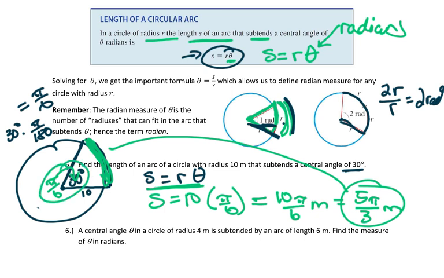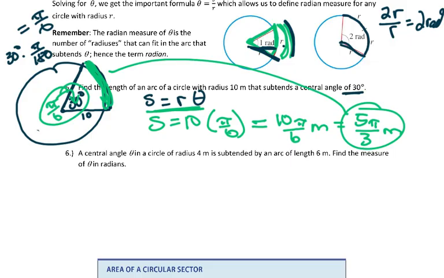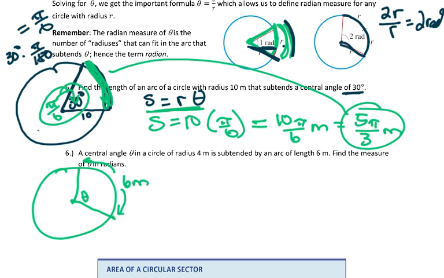Question 6, a central angle theta in a circle of radius 4 is subtended by an arc of 6 meters. Our arc is 6 meters. Find the measure of our angle in radians. So again, helpful to draw a picture. I've got some sort of angle in here. I don't know what it is. I'm trying to find it. I do know that this arc length here is 6 meters. This represents 6, and my radius is 4.